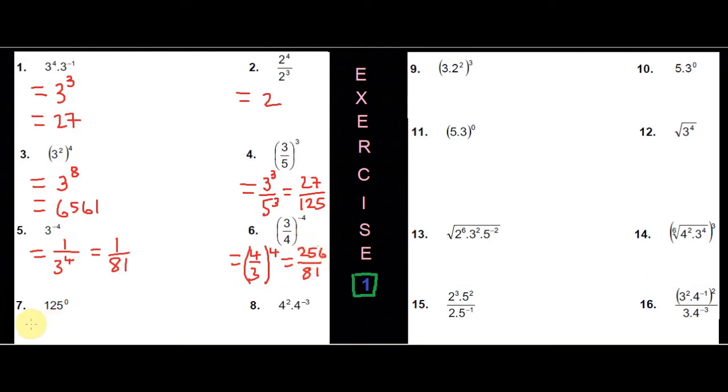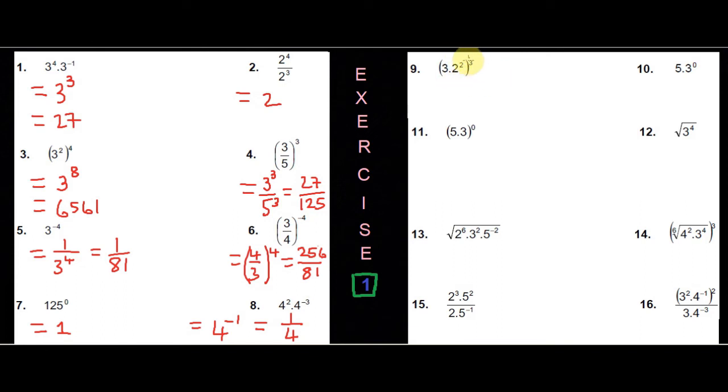Then for number 7, we know that anything to the power 0 is 1. And in number 8, we can add the powers. So 2 plus negative 3 is 2 minus 3, which is minus 1. And now we can make the power positive by writing it as 1 over 4 to the 1, or just a quarter.